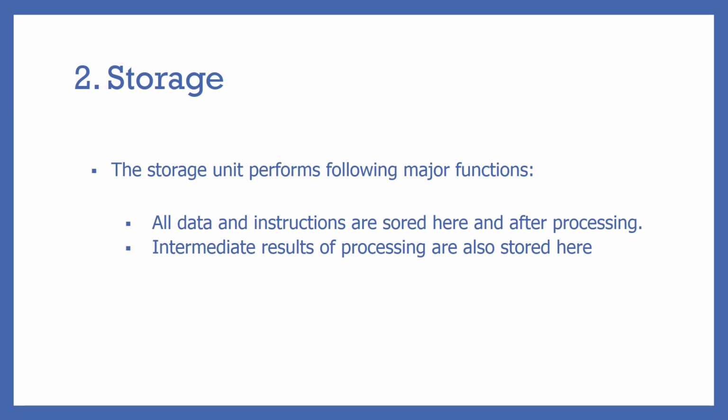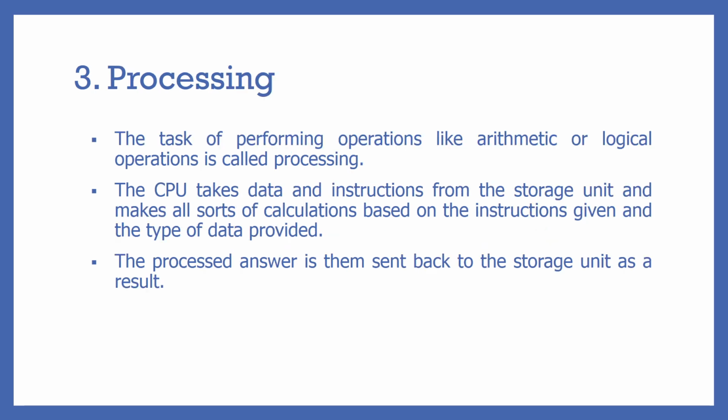The first one: all data and instructions are stored here, and after processing, the intermediate results of processing are also stored here. While processing data, you have to store the processed data somewhere before displaying the actual output to the user. So this is the storage part, where you keep your intermediate results, permanently or temporarily, in the computer.